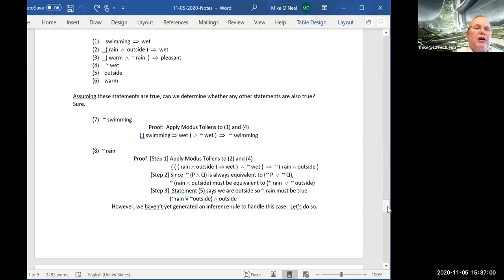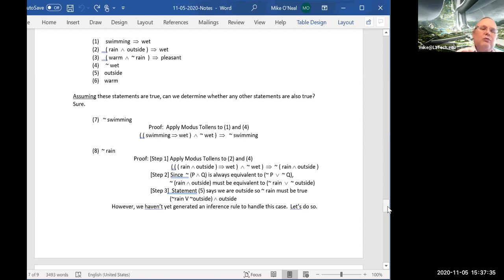How can I conclude that I'm not swimming? Well, you can apply modus tollens using Rule 1 and Rule 4. Swimming implies wet. That's given as true. Not wet is given as true. How can those two things be consistent? Modus tollens tells us they can only be consistent when not swimming is true. Okay? Does everybody see number 7? How I proved that I'm not swimming.